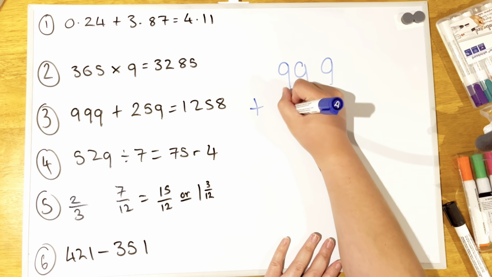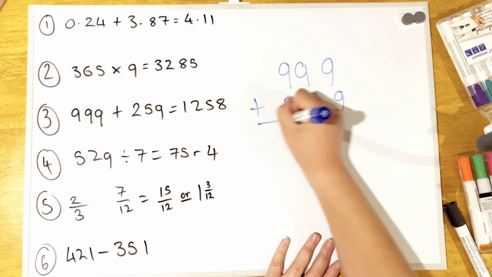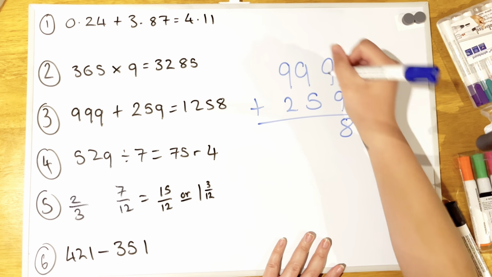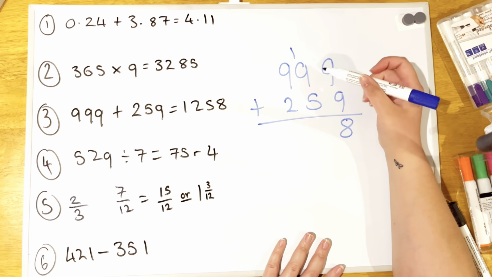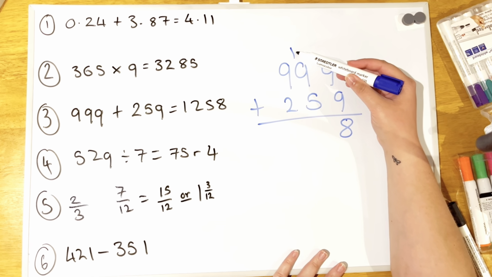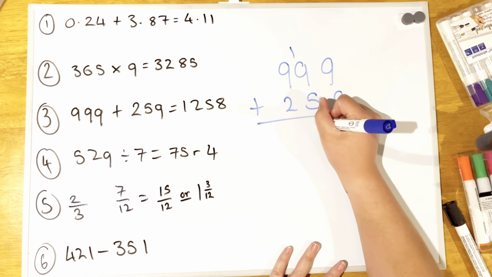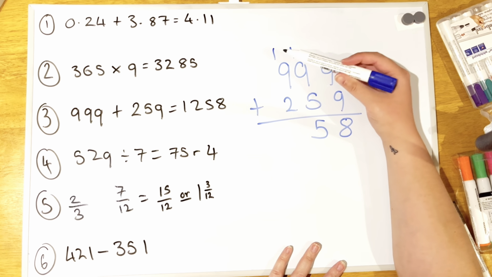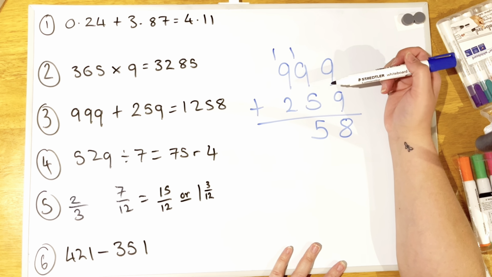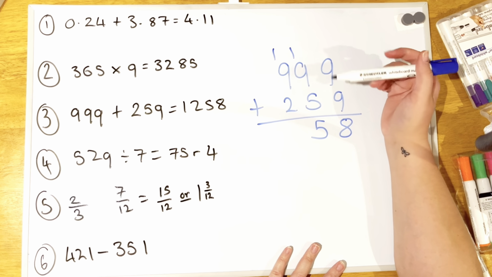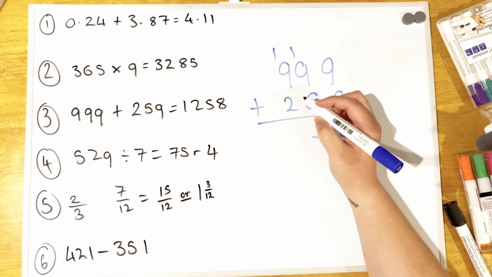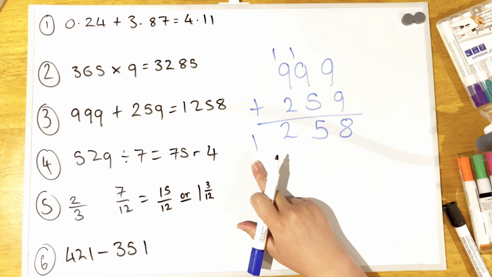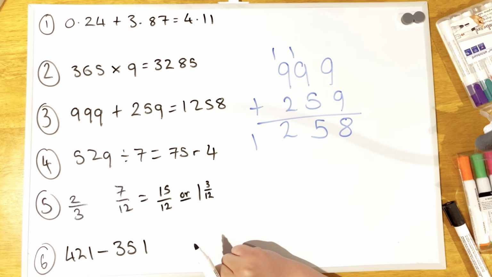Number 3 is another column addition. So 999 plus 259. So 9 plus 9 is 18. Place our 8, carry our 10 over. 90 plus 10 is 100, plus 50, 150, place our 50, carry our 100 over. 900 plus 100 is 1,000, plus 200 is 1,200. So my answer is 1,258.